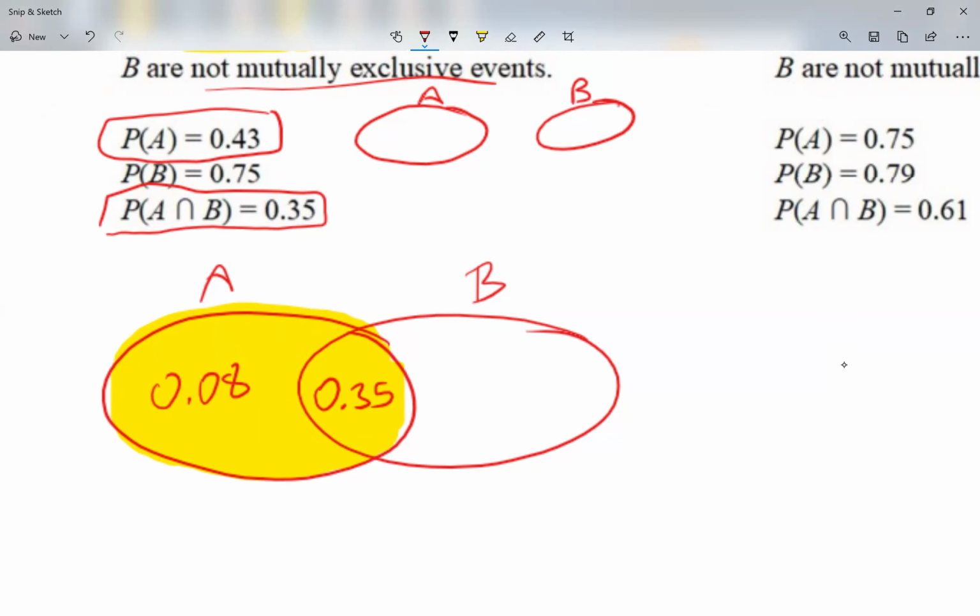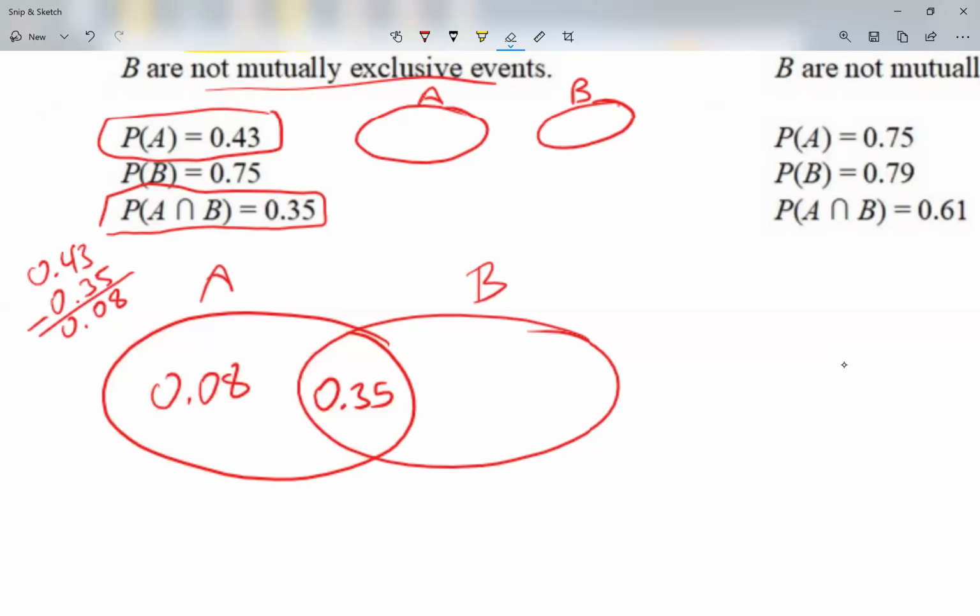You guys might be wondering, how did you come up with that? Honestly, what I did, I just went 0.43 minus 0.35, and that gave me 0.08. Again, I knew the whole thing. The whole probability A was 0.43. I knew part of it was 0.35. I subtracted those and I came out with 0.08. Having that said, let me take a look at probability B.